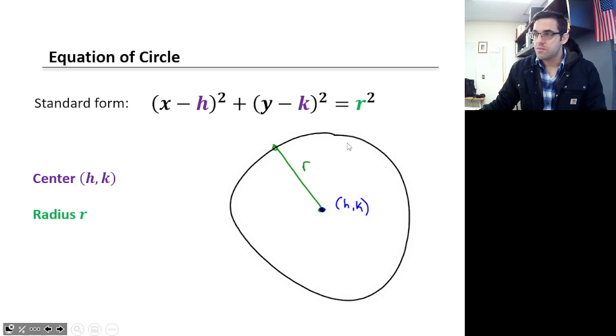Alright, so here's the standard form equation for a circle. A couple things you know about a circle: it has a center point. So if we graph a circle, (h, k), the x and y values, would be the center of the circle. r is the radius of the circle, and the equation of the circle would be (x minus h) squared plus (y minus k) squared equals r squared. That's our setup.